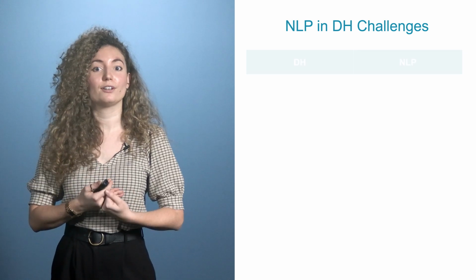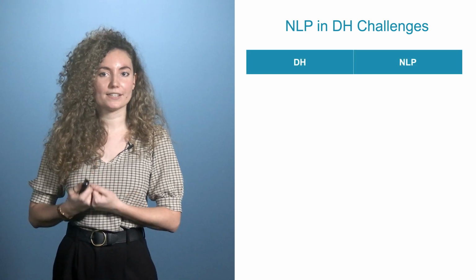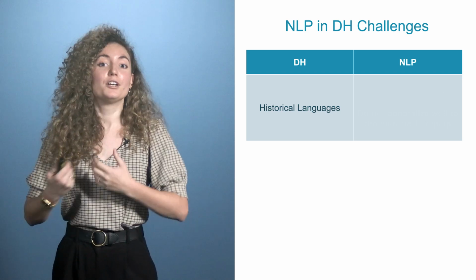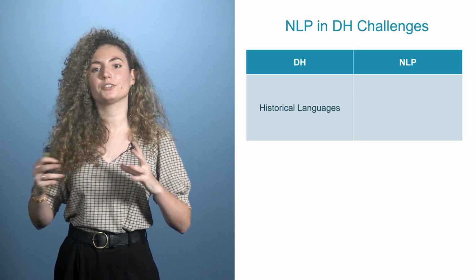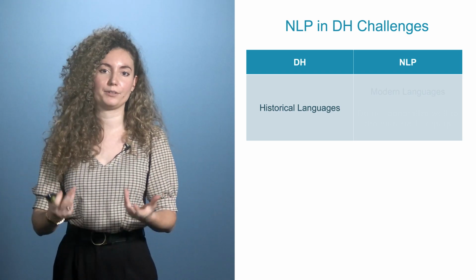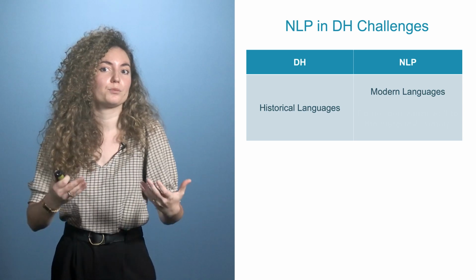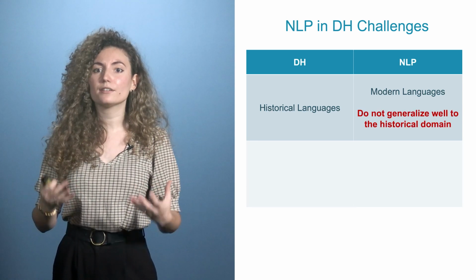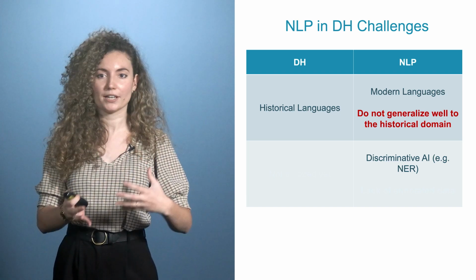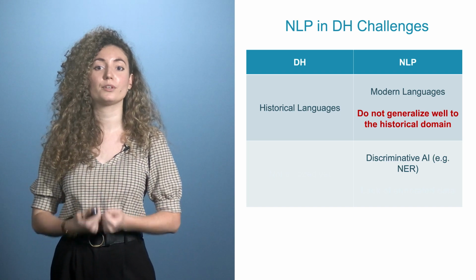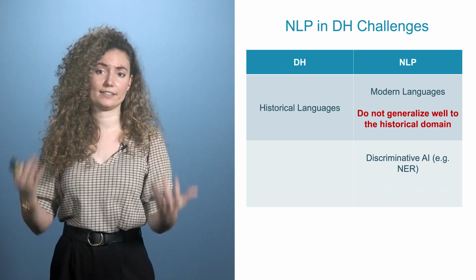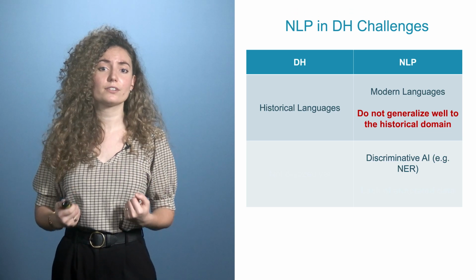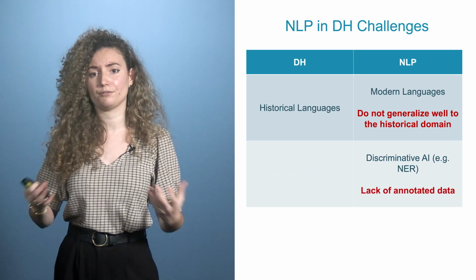So first of all, an obvious reason is the presence of historical languages. Most off-the-shelf tools in modern NLP are trained on modern languages and, of course, do not generalize well to the historical domain. Usually, to train a discriminative AI system, so say a named entity recognition system, for example, we need a lot of annotated data. And in literary historical settings, this data is often not available.